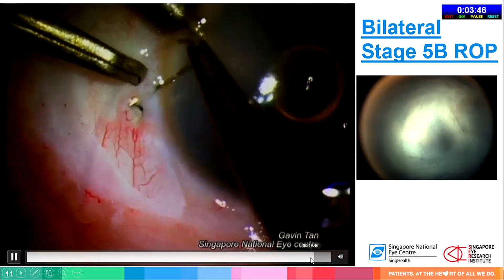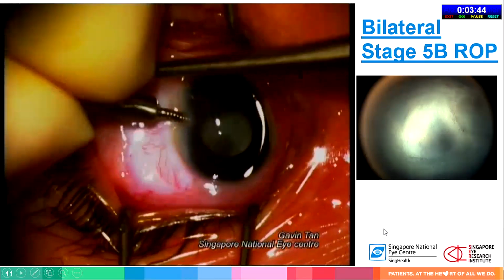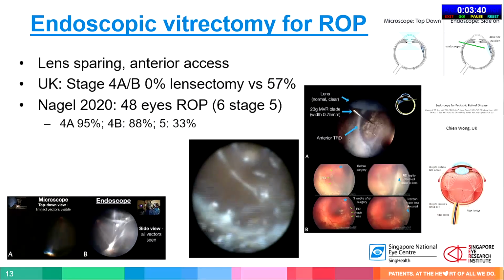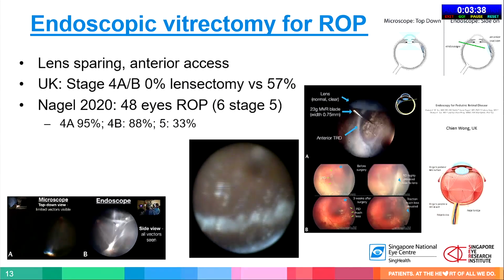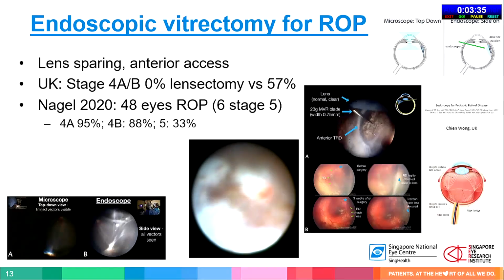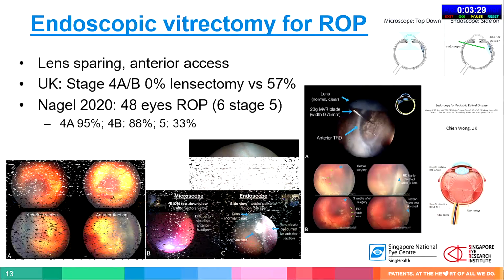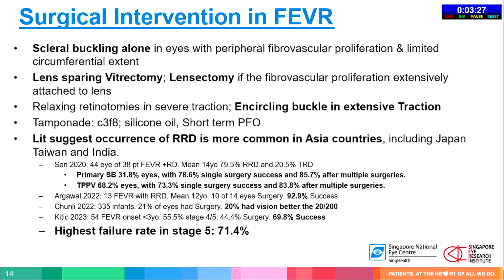And again, relieve the traction, don't create a break. That's the principle. And here, slowly, fluid comes down. Endoscope is useful. I won't go into it too much because I think the next speaker is going to speak about it a little bit, but it can help you avoid a lensectomy in some of the cases with complicated anterior pathology. For FEVR, again, you need to remember you're trying to relieve traction.